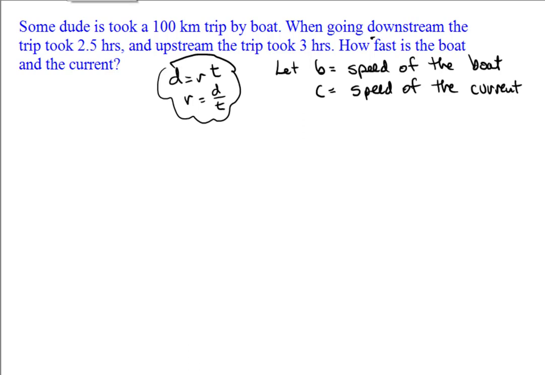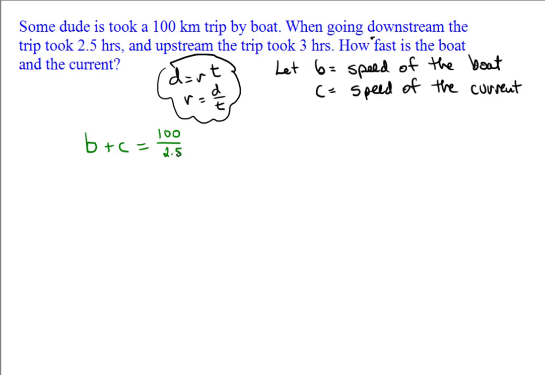So when we are going downstream with the current pushing us, we are going faster. So that would mean the boat's rate plus the current must be equal to the distance over the time. And the distance was given as 100, and the time was given as 2.5.